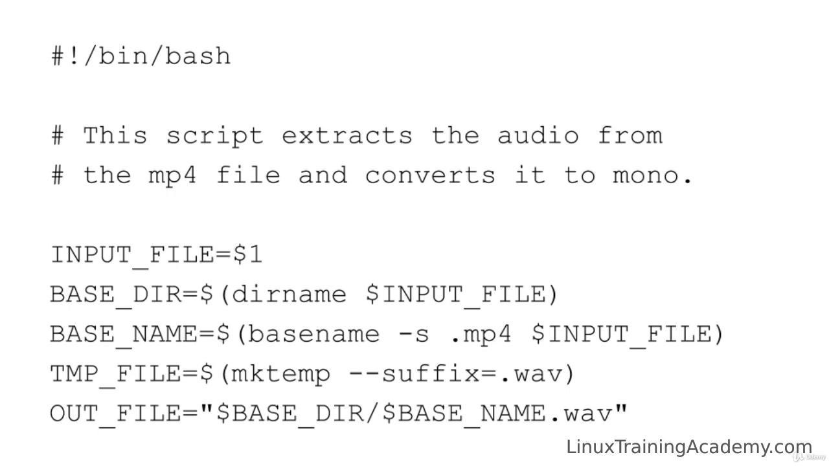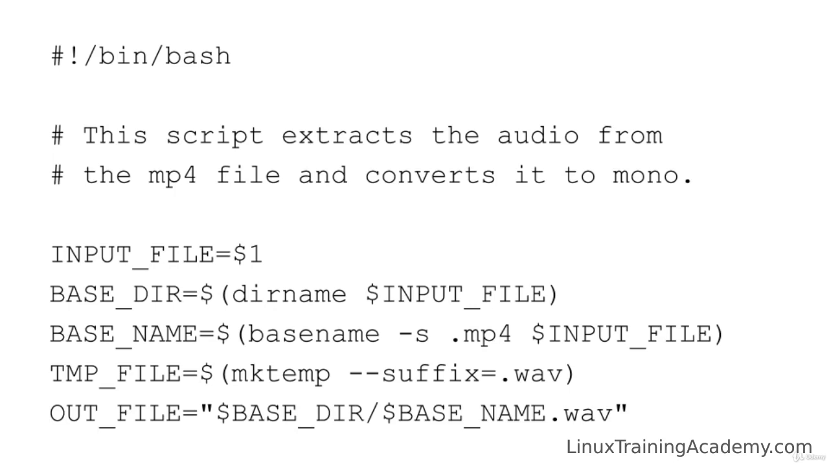See, I start the script with a shebang, a brief description of what it does, and then I start defining my variables. The input file is $1, which is what we pass in on the command line. I use the dirname command to extract the directory portion of the input file, and this way I can use that directory later on in the script. The basename command does the opposite of the dirname command, which is it returns the name of just the file without a path. The -s option in this case just removes the .mp4 suffix.